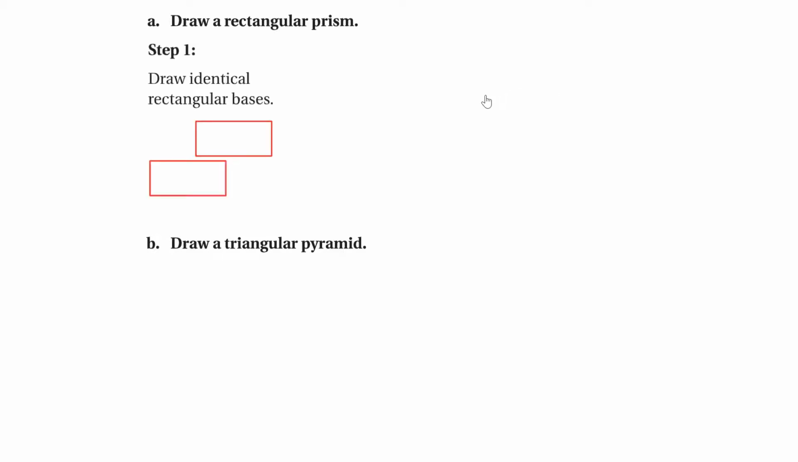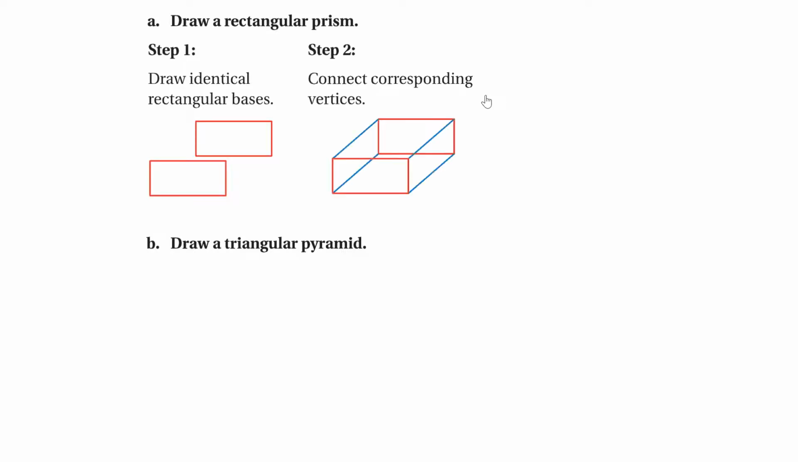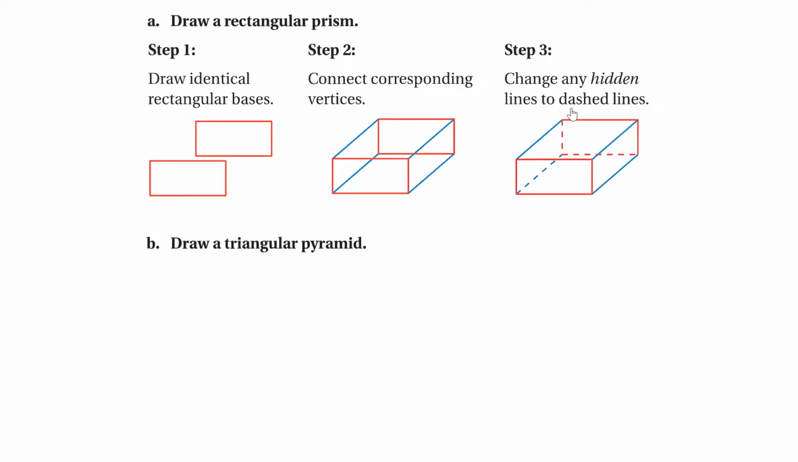Okay, so what I'd like you to do now is get a paper and a pencil, and you can follow along with me. After we are finished with this, you can rewind and come back to this. But what I'd like you to do for letter A is to draw a rectangular prism. Step 1, draw identical rectangular bases. Step 2, connect corresponding vertices. And then step 3, change any hidden lines to dashed lines. So if you're using a pencil, you'll be able to do this.